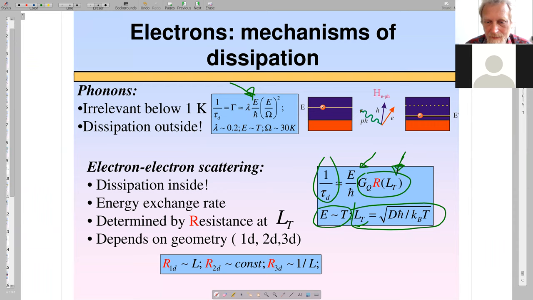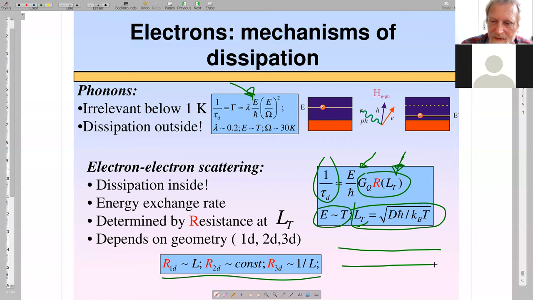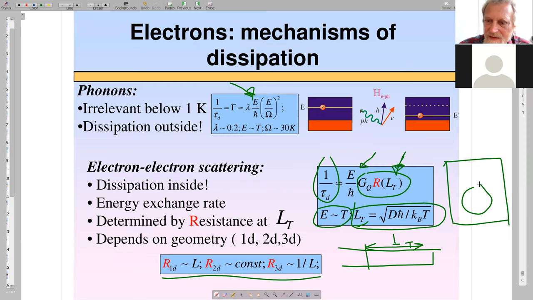About geometry, it is very different. Suppose we have a thin nanowire, then the resistance which we encounter here will be proportional to the length, will be proportional to L_T. If we have a two-dimensional nanostructure, all right, the resistance would not depend on the size. And for 3D, it will be even inversely proportional to the size. So, in fact, it's something which scientists could not imagine.